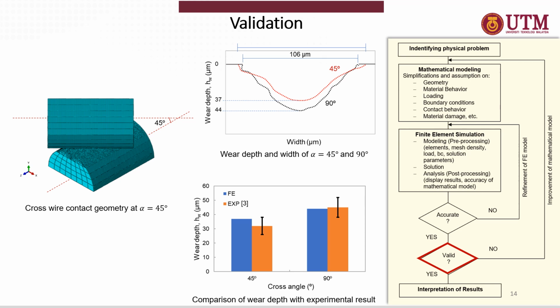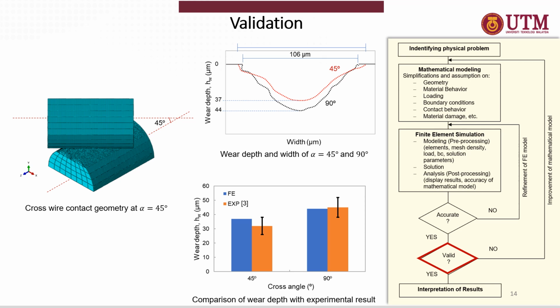Okay, next we check for validations. Validation means we need to compare the simulation results with the experimental results. Why do we need to do this? Because you have to remember that all simulation results are incorrect, wrong, unless you can prove it right. How you can prove it right is by comparison, by validating it with experimental results.